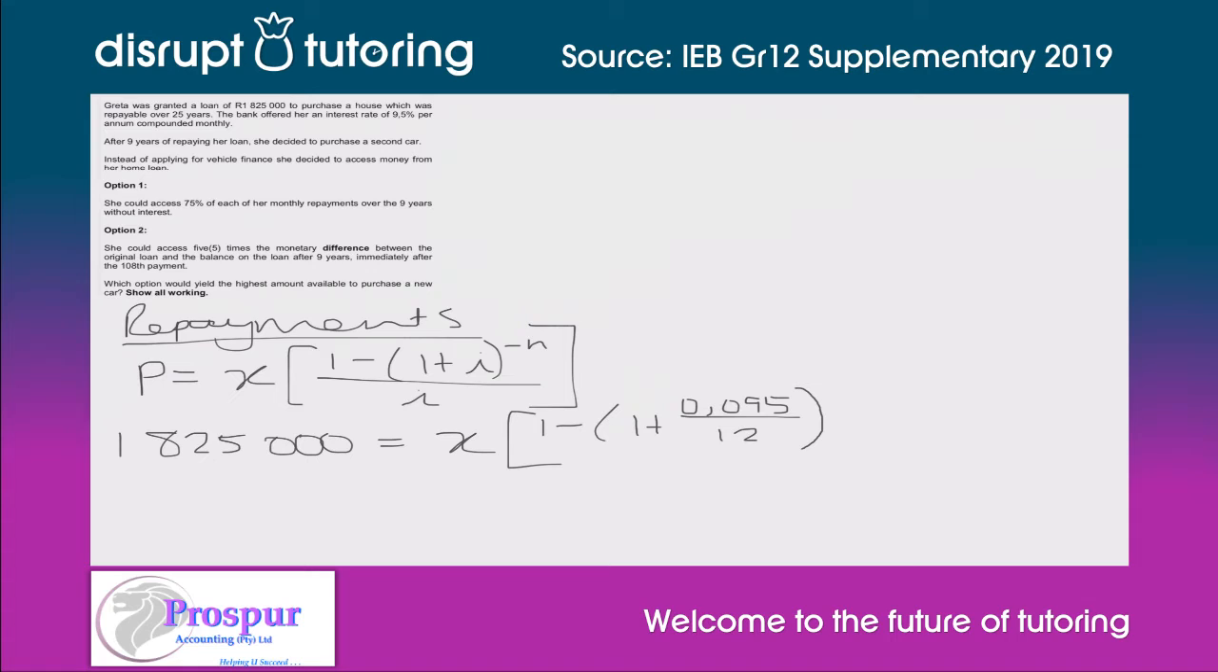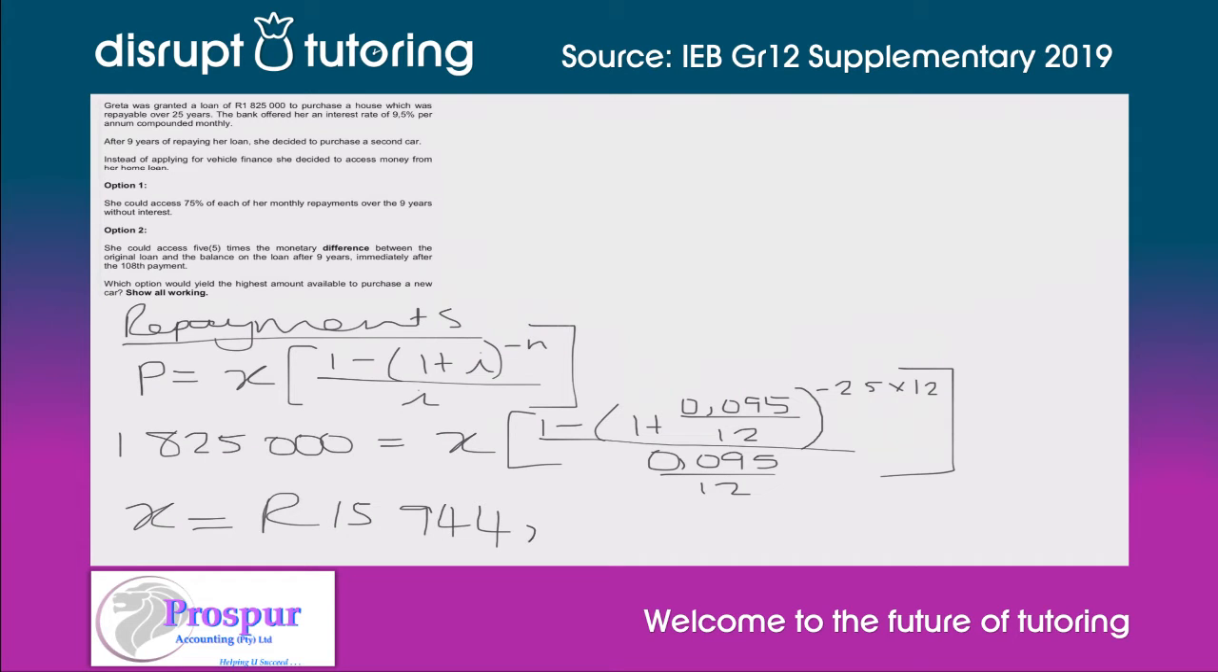Right, so how many periods do we pay off? It's going to be 25 years, and there are 12 months in each year. So it's 25 times 12, right? So that's going to be minus 25 times 12. And that is going to be over our interest rate, which is the 0.095 over 12. All right. Okay, so we can plug this into our calculator. We would then divide both sides by that amount. And at the end of it, your x value would be 15,944.96. All right, so that's the monthly repayment that Greta would be expected to pay month in, month out.